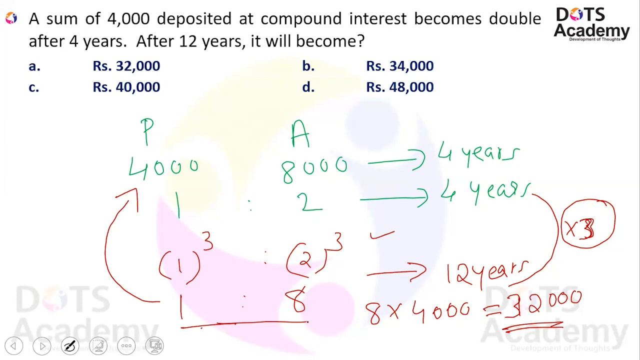Since the principal always remains constant, 1 ratio is equal to 4000. Therefore, 8 ratio is equal to 8 into 4000, which is equal to 32,000. So your answer is equal to 32,000.